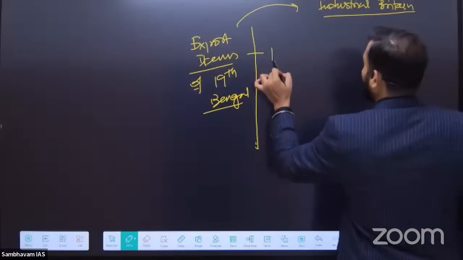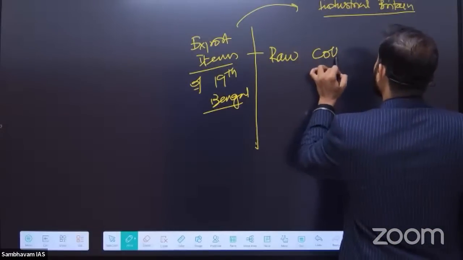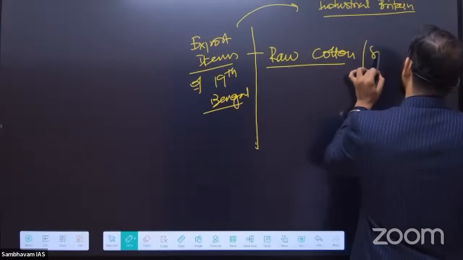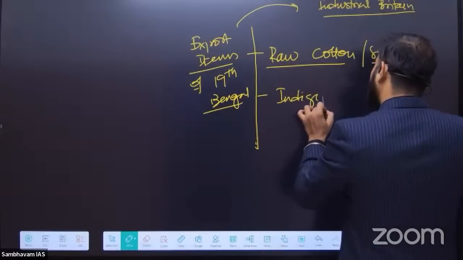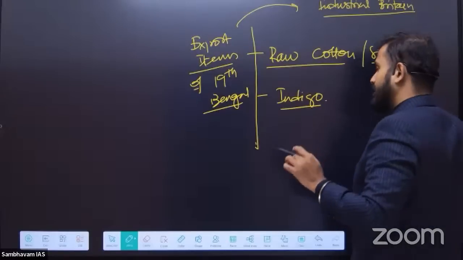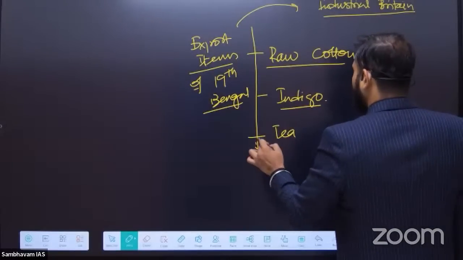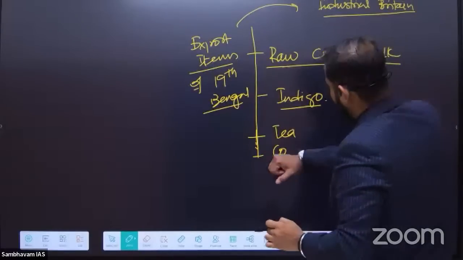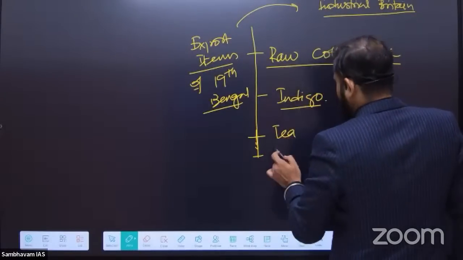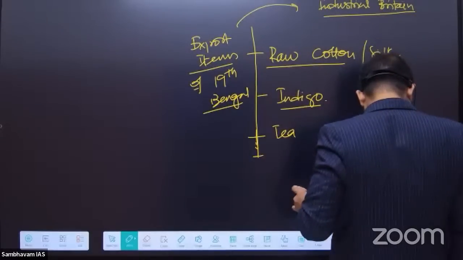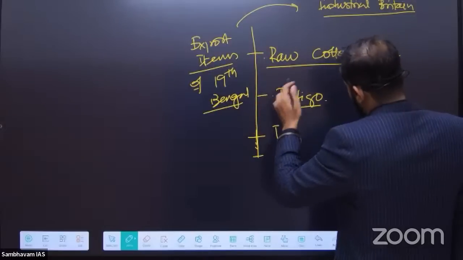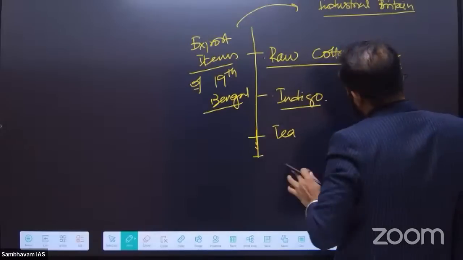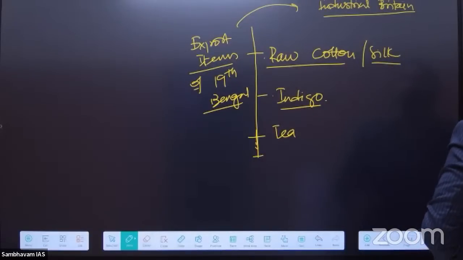I'll write here raw cotton and silk. I'll write down indigo. They are the key products, the natural dye. I will write down tea, coffee. So not coffee, tea, raw cotton, indigo, tea. I will also write, these are the industrial inputs. Anything else? You can write also sugar.